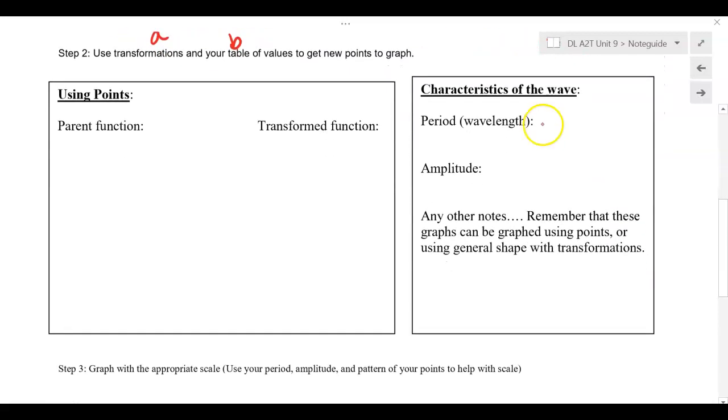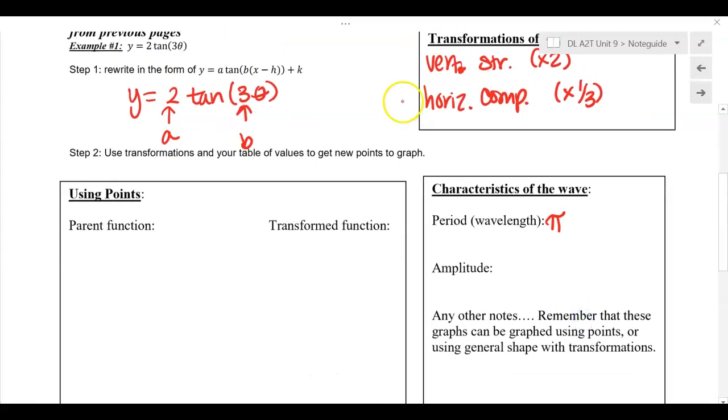So our period for tangent is normally pi, unless there's been a horizontal stretch or compression, and here there's been a horizontal compression. So the period's going to be pi over 3. And the amplitude remains none. Now we plot points that are usually 1 unit away, so we still can use that if you like to graph without the chart and use the patterns.